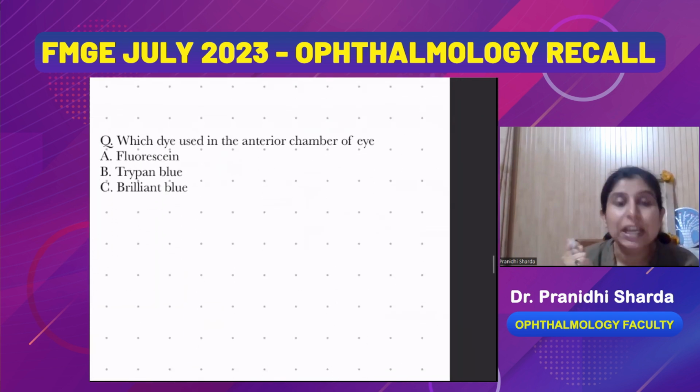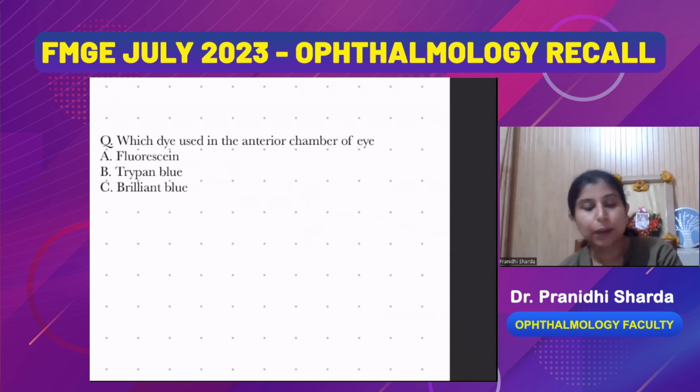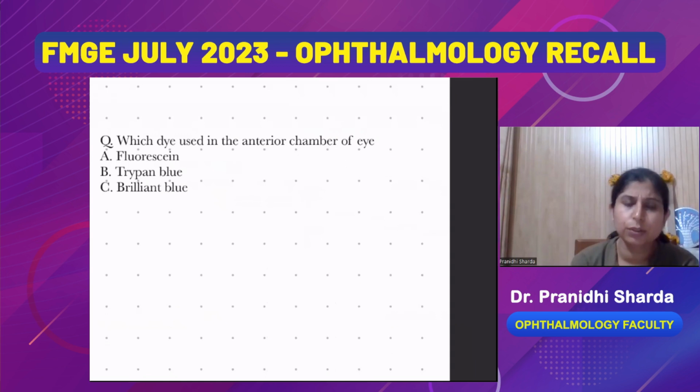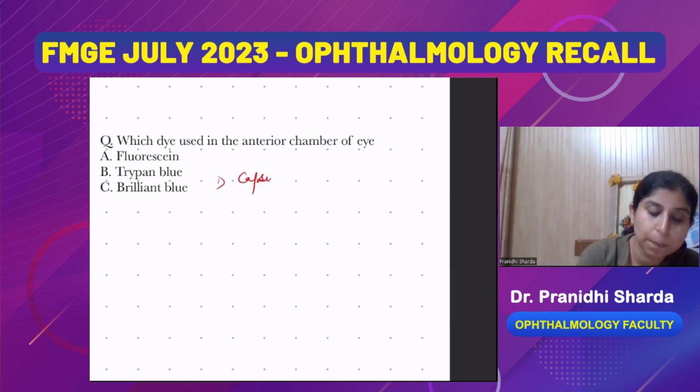Next is, which dye is used in the anterior chamber of the eye? So, I don't know the exact wording of this question, but I think this much wording is enough to solve the question. Which dye is used in the anterior chamber? Why we use the dye? First, the question comes is, we use the dye in capsulorhexis.